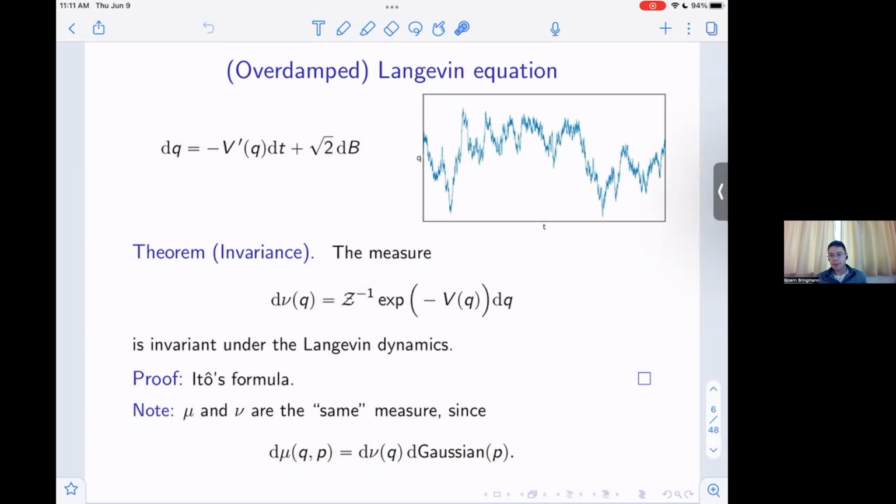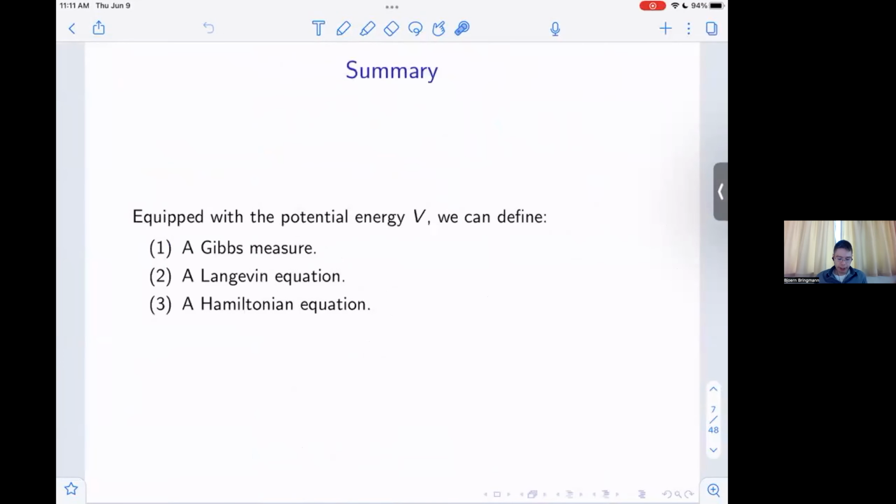Okay. Now, let me end this introduction by just making a quick summary. So what we saw is that once we've chosen our potential energy, so this was the one choice that we got to make, we can define a Gibbs measure, we can define a Langevin equation, and we can define a Hamiltonian equation, right? So all of these three different objects are linked via the potential energy.